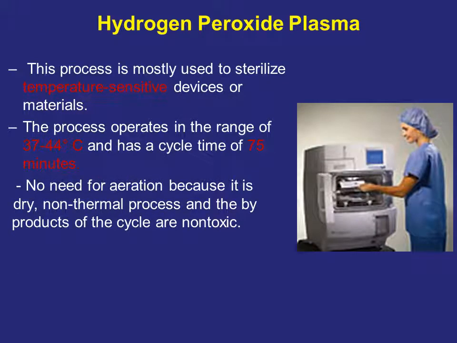Hydrogen peroxide plasma. This type of sterilization is used to sterilize temperature-sensitive devices or materials. The temperature is 37 to 44 degrees Celsius, and the time is 75 minutes. No need for aeration, because it is a dry, non-thermal process and there is no toxic byproducts.